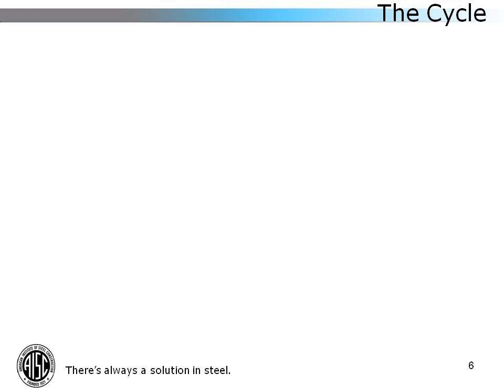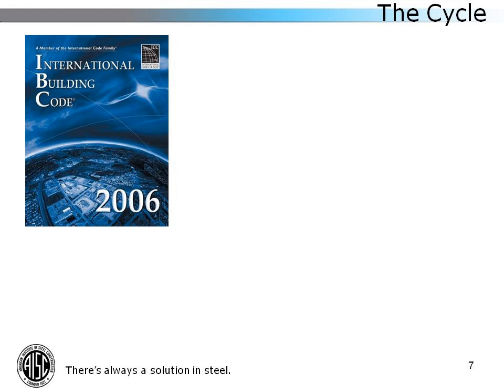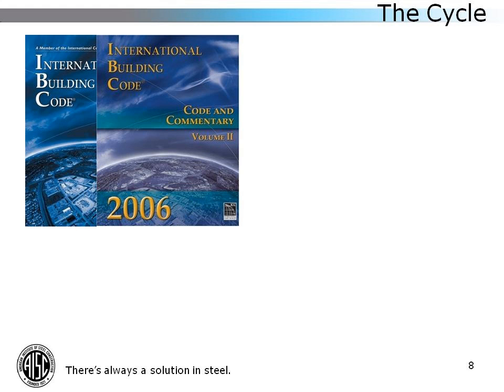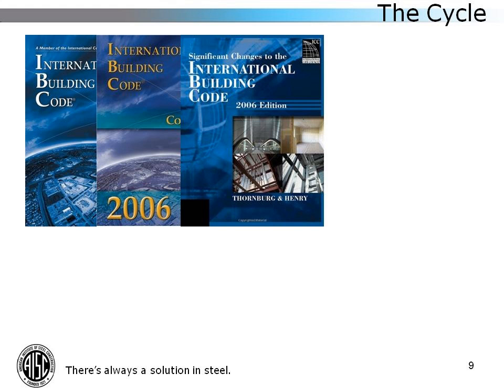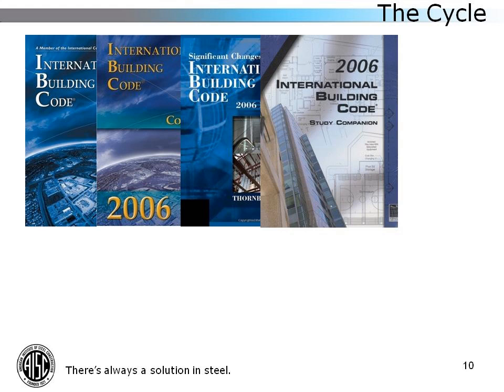And I'm going to try to address this topic by giving you my take on the previous code cycle. So it went like this. I received the 2006 International Building Code, which is a big 5-inch thick 3-ring binder, and seeing this, I decided I should probably also get the code and commentary. Given that the previous version only came out 3 years prior, I also received the significant changes to the International Building Code. And just in case I wanted to delve in a little further, I went ahead and purchased the study companion to the International Building Code.